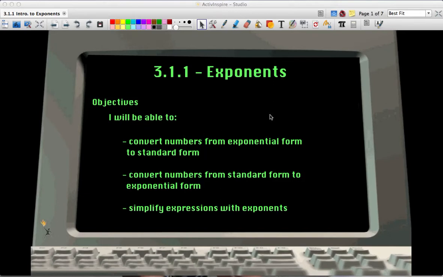Welcome to Lesson 311, Intro to Exponents. Today we're going to talk about how to convert numbers from exponential form to standard form, how to convert numbers from standard form to exponential form, and how to simplify expressions with exponents.